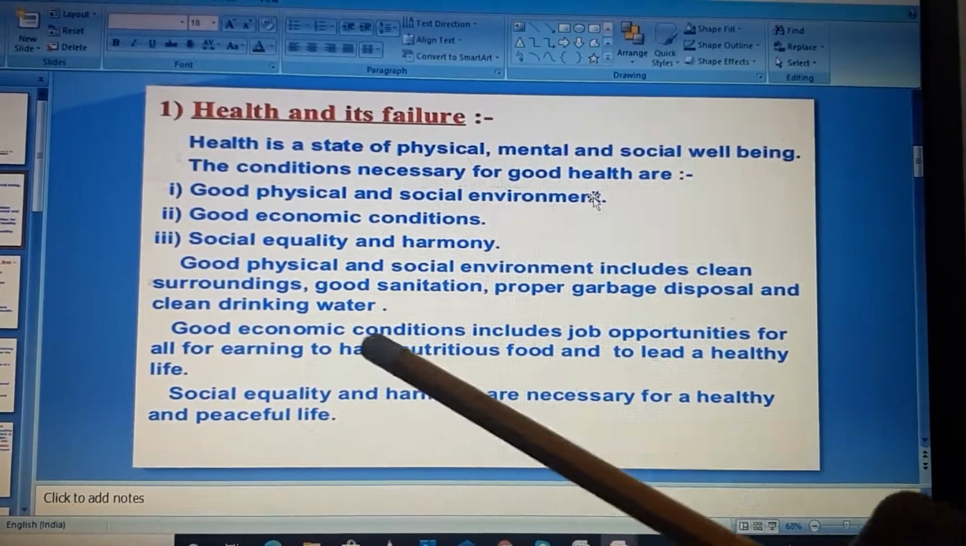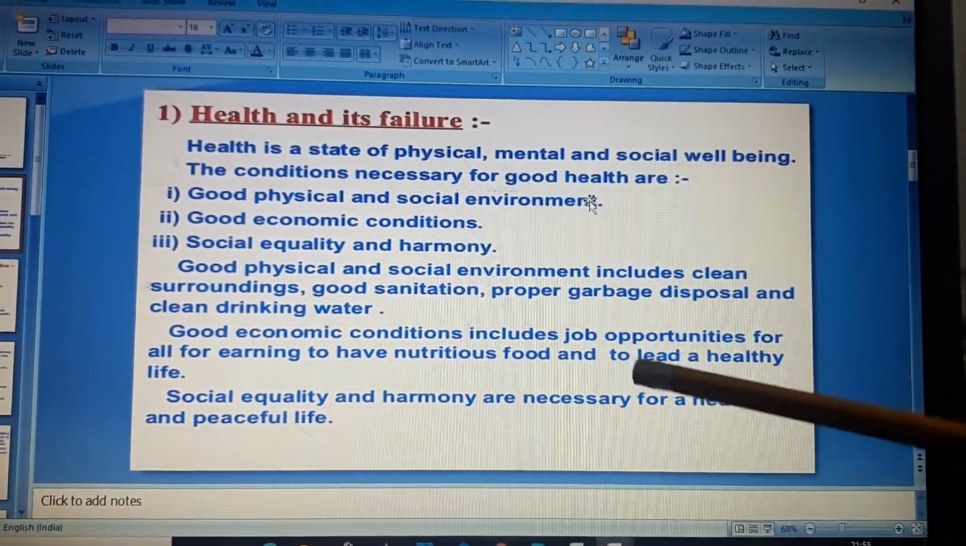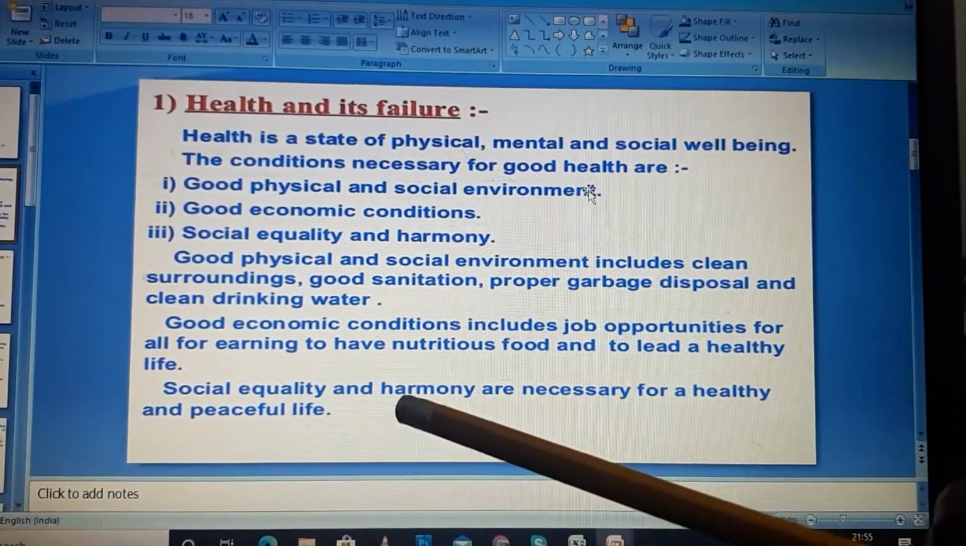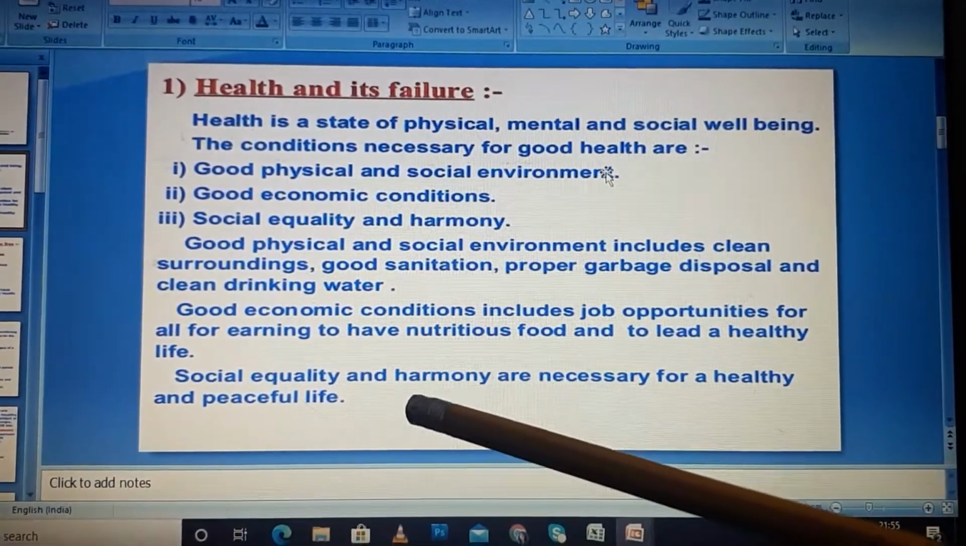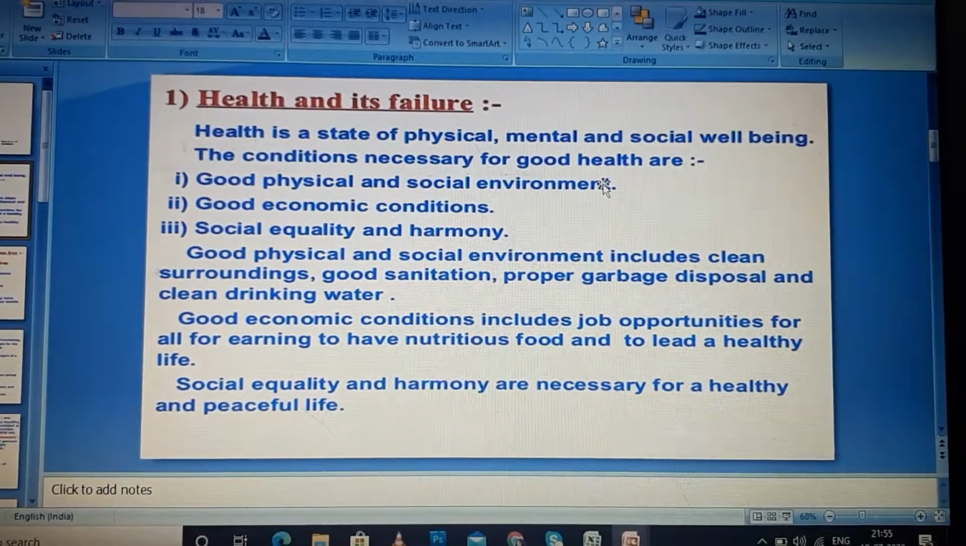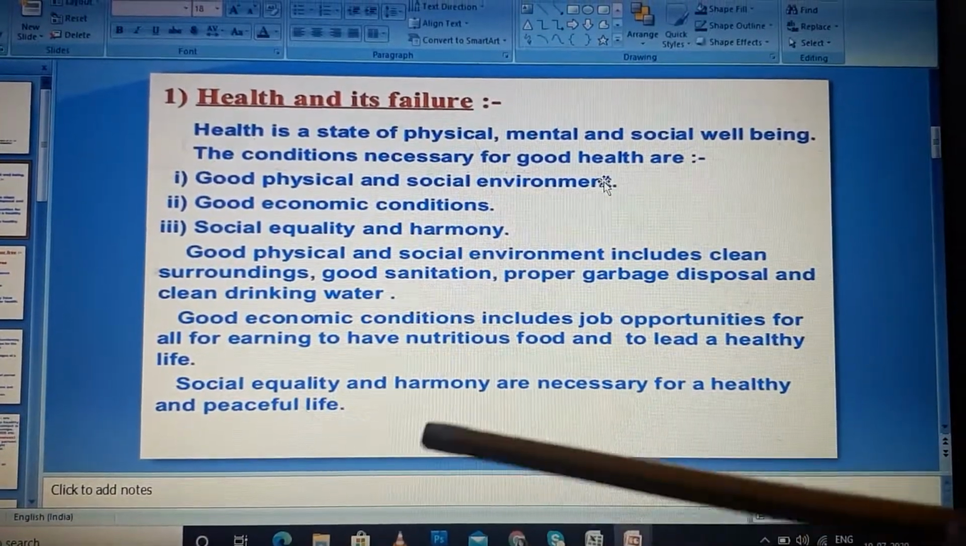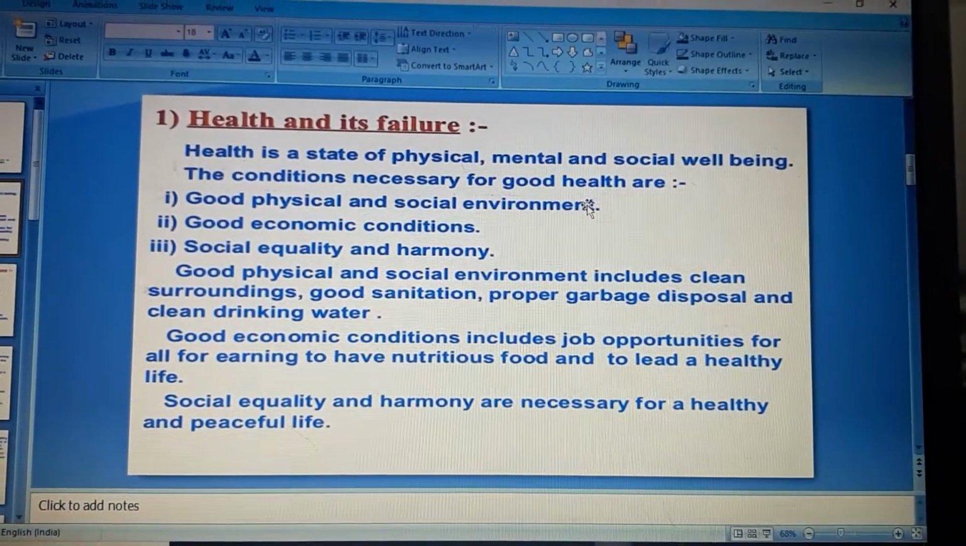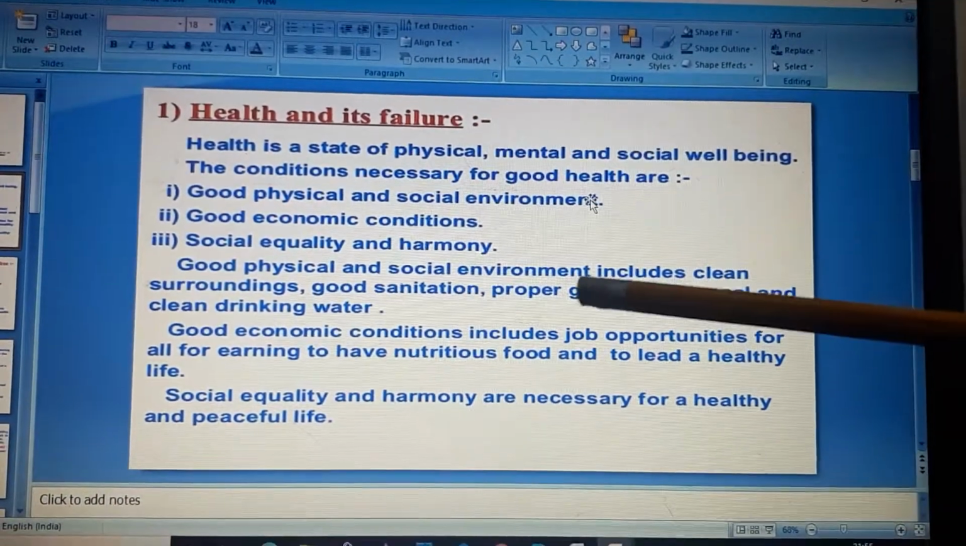Good economic conditions include job opportunities for all, for earning to have nutritious food that leads to a healthy life, while social equality and harmony are necessary for a healthy and peaceful life. These are all the criteria of health.